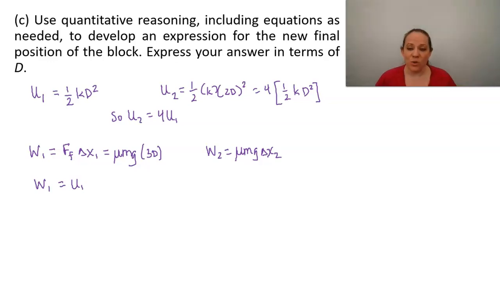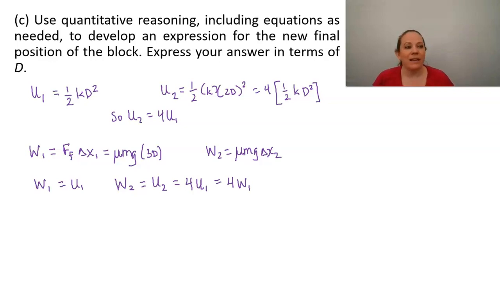It is also true that the work done in the second situation is equal to the potential energy stored in the second situation. Well, that was just 4 times the original potential energy. The original potential energy is equal to the original work. So that means that 4 times the work has been done by friction in the second scenario as was done by friction in the first.